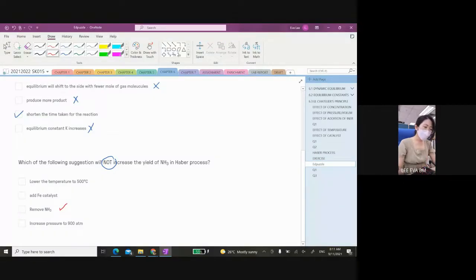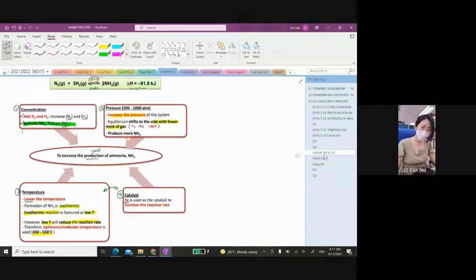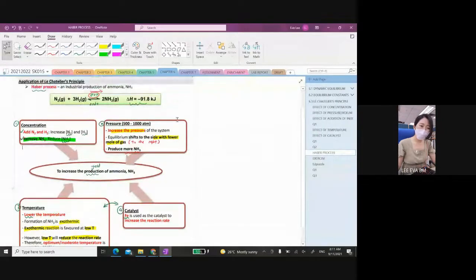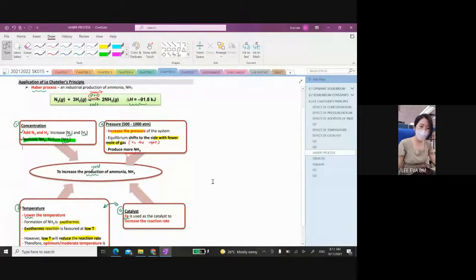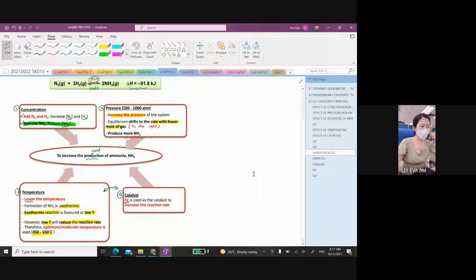Okay, and then after that, lower the temperature to 500 degrees Celsius in the Haber process. Okay, who doesn't understand the effect of temperature here? Is there anyone who doesn't quite understand? Anyone? Everyone understands, but many got it wrong.